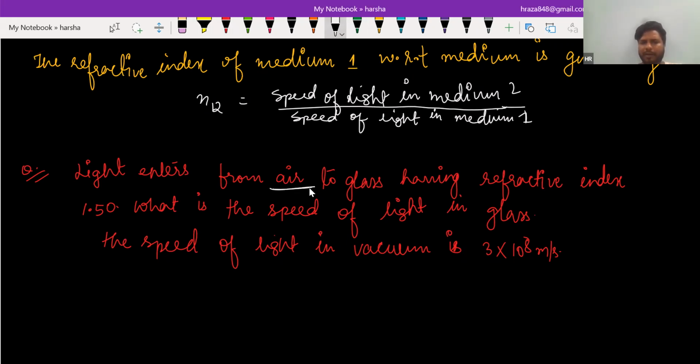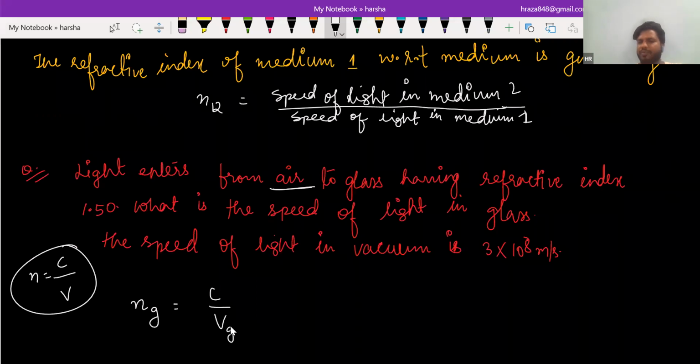So see, I'm going to explain. Light enters from air to glass. So we are going to have a refractive index. It is going air to glass. So here we are going to use the formula refractive index is equal to C upon V. So C upon V in glass. That means velocity of light in glass. C means in vacuum. So it is 3 into 10 raised to the power 8 upon Vg.